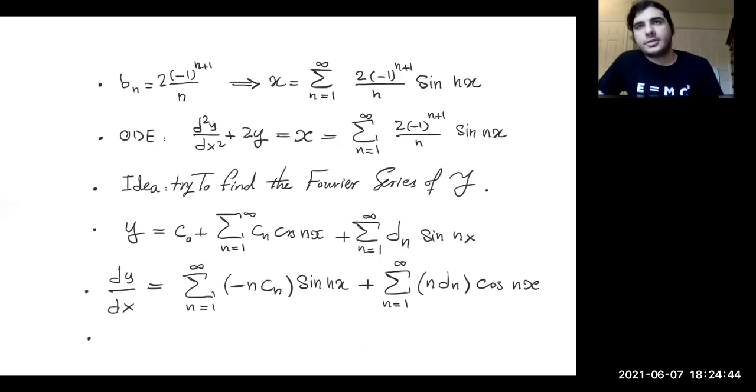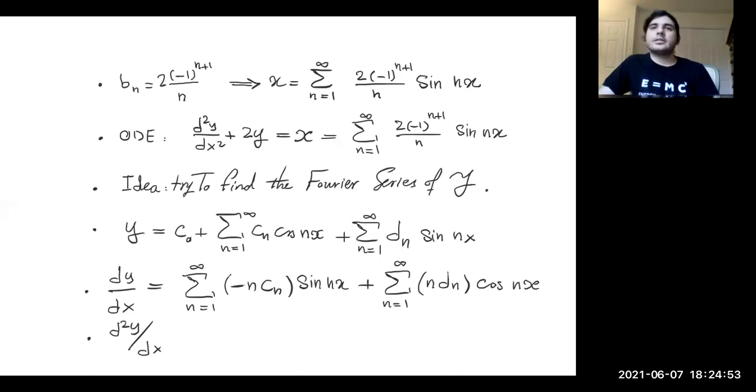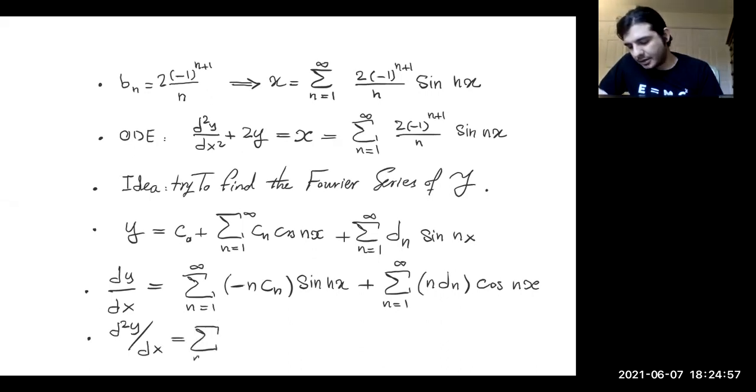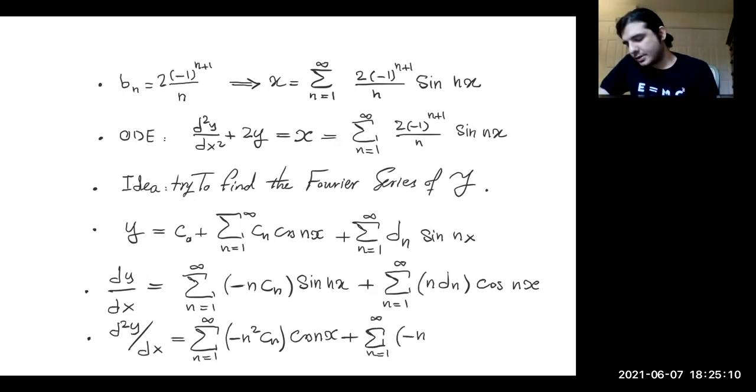Our equation is related to the second derivative of y, so we take the second derivative of y with respect to x. Again, we take derivatives term by term. So we would have the sum, n goes from 1 to infinity, of minus n squared Cn cosine of nx, plus minus n squared dn sine of nx.